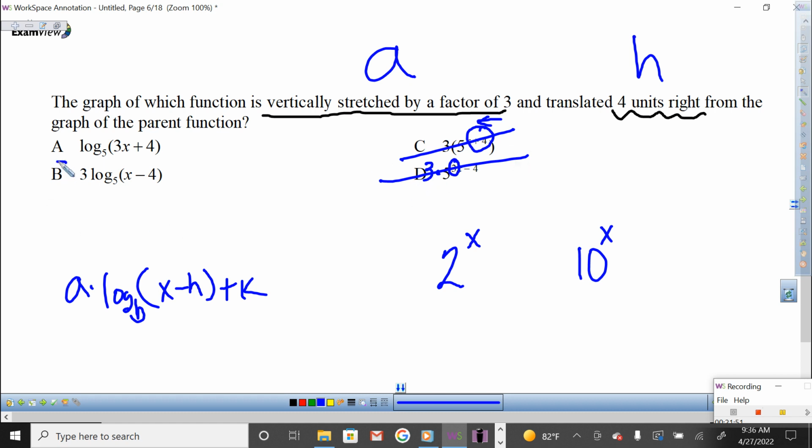Correct answer is B. That is correct, because that goes before the log. Okay? All right. Let's keep rolling. Let's go to this was number what? 26. Let's go to 27.